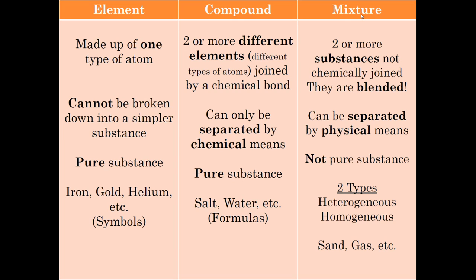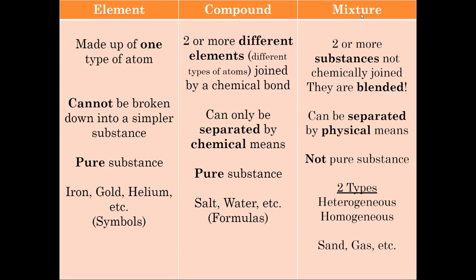Mixtures is the last one. These are 2 or more substances that are not chemically joined. They are blended. They can be separated by physical means. These are not pure substances, and there are 2 types of mixtures. You have heterogeneous mixtures and homogeneous mixtures. So examples are sand and gas.